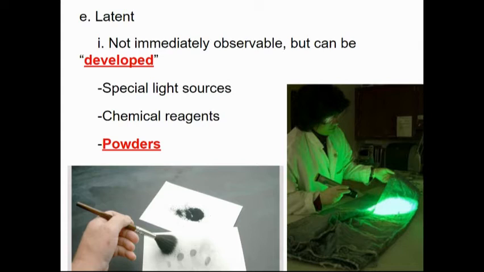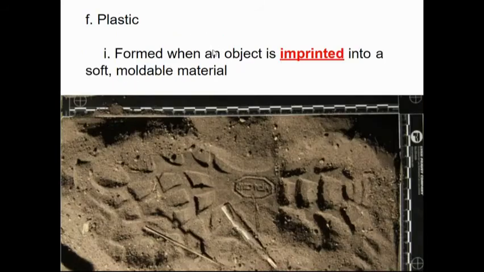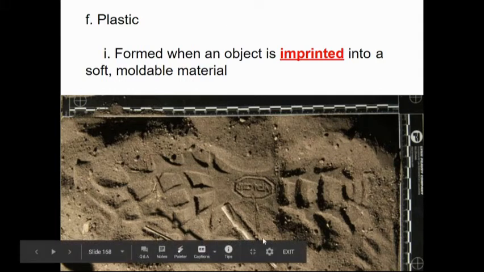Latent, not readily observable, but you can use a special technique to develop it or to see it. A lot of times this uses alternative light sources or special light sources. Certain chemicals could be used, certain powders. So for example, dusting for prints might be an example of a latent image. And then plastic, again, something soft and moldable. You're pouring a cast into it and getting a copy of this. So this is our impression in sand. We might want to make a mold of that.